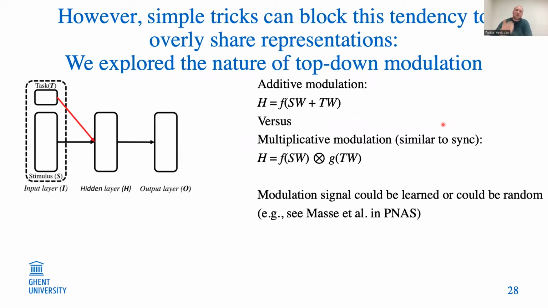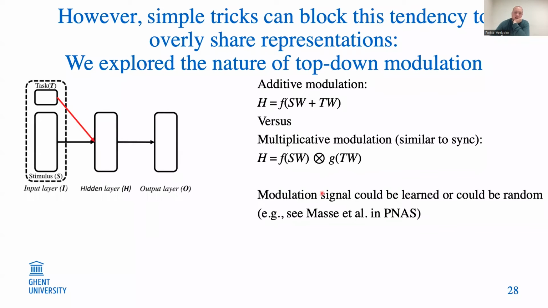Here we explored the nature of top-down modulation signals. These signals could be additive, as they are usually implemented, or they could be multiplicative, in the sense that a transformation of the stimulus input is multiplied with the transformation of the task input. I will not discuss specific transformations here, but I tested a wide range in the paper. You can go check it. And this multiplicative modulation is computationally very similar to our sync model, basically, where syncing would mean multiplying with 1 and desyncing would mean multiplying with 0.